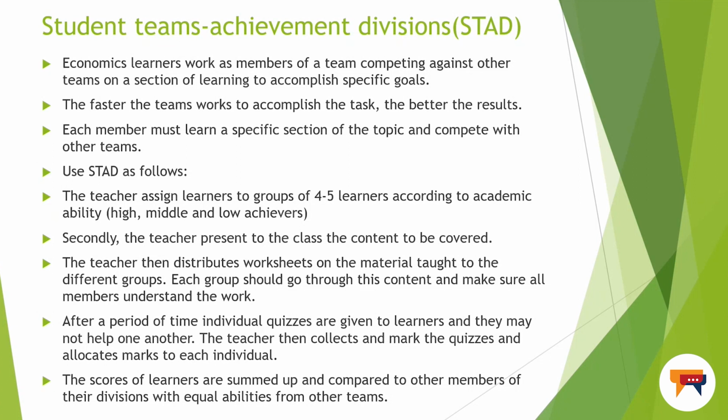The teacher assigns learners to groups of 4 to 5 learners according to academic ability, high, middle, and low achievers in one group. Secondly, the teacher presents to the class the content to be covered. Then the teacher distributes worksheets on the material taught to the different groups. For example, on the types of unemployment. Right, worksheets are handed out to the group that's working on that.